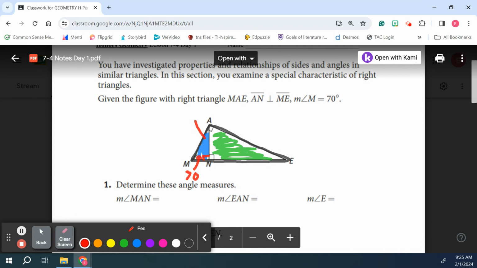Look at just the blue triangle. We need a total of 180 degrees still. What's that little part going to be? Good, 20 degrees. So that takes care of MAN, 20 degrees.